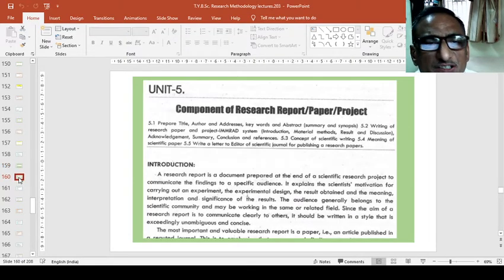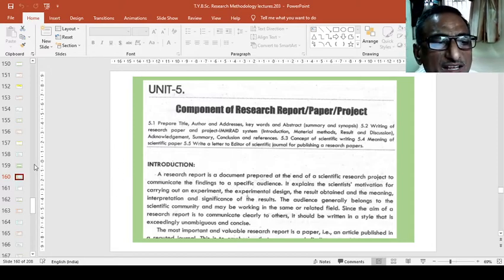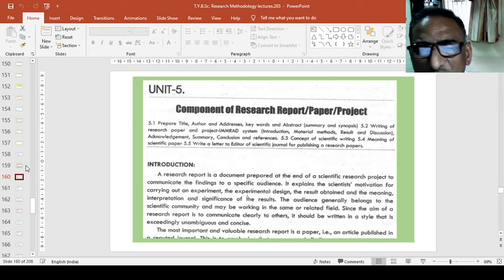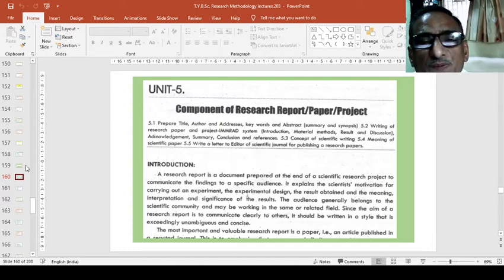Next we will see unit number 5, the components of research report. Now we come to the conclusion of how to prepare the report in research methodology. We have seen how to do research, what are the systems, what are the plans, how to do sampling, how to calculate, how the results are prepared, how statistical significance is tested. Now in unit number 5 we will see what are the components of a research report.